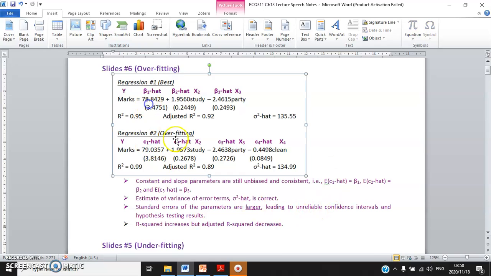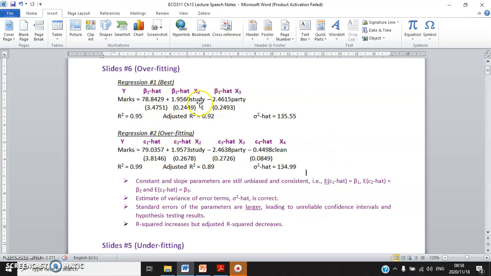Okay, and then I have an example in the in-class exercises, okay, with some numerical examples. So we can look at these two regressions. The first one is fine, but then the second one I commit overfitting. First one, marks explained by study hours, party hours. It looks fine. Second regression, marks explained by study hours, party hours, and the number of times you clean your bedroom. So x4 is irrelevant. Okay, so we commit overfitting. And then for this first regression, I use B1, B2, B3 hat, and then the second regression, I don't want to use beta anymore, otherwise it would confuse you. I would rather use C1 hat, C2 hat, and so forth.